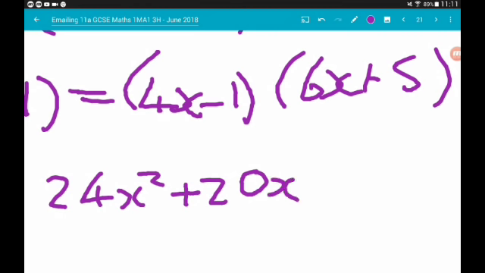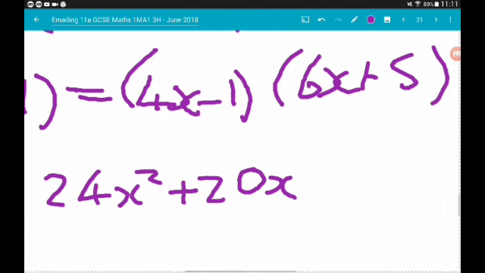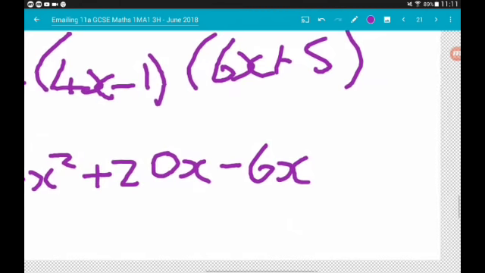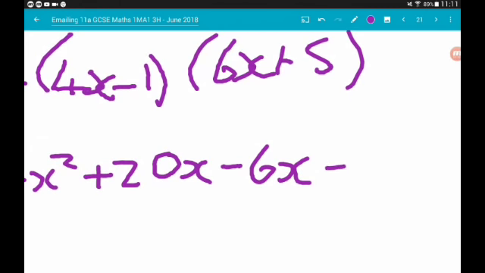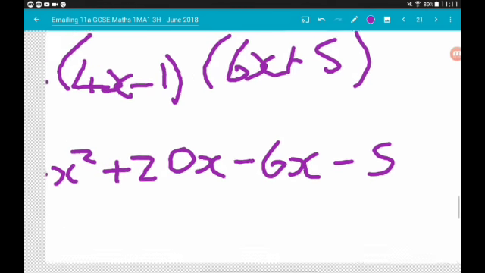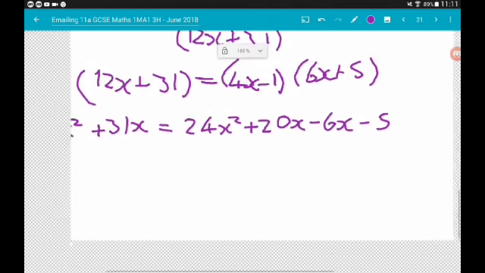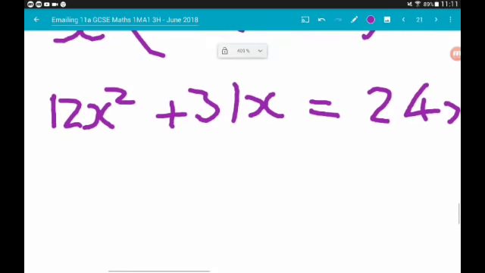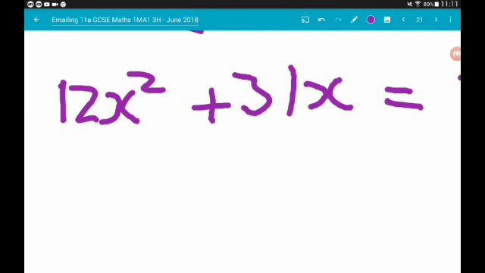If we do minus 1 times 6x, we get minus 6x. And then if we do minus 1 times positive 5, we get minus 5. Okay. Now let's simplify the right hand side.